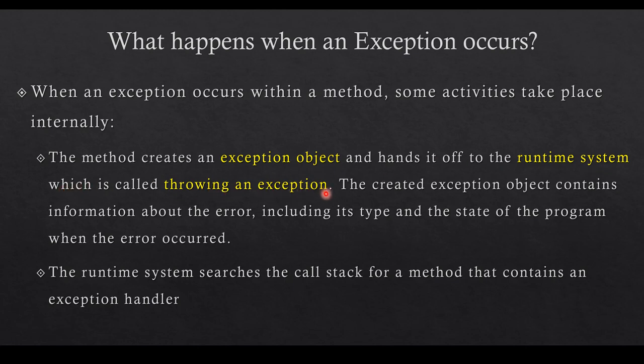So it will create an object if an exception occurs, and then throw it to the runtime system. You call it throwing an exception. The created exception object contains information about the error. Whatever error occurs, an object is created. The object will have information about what type of error it is, including its type and the state of the program when the error occurred. So it will also have when this happened, in which part of the program.